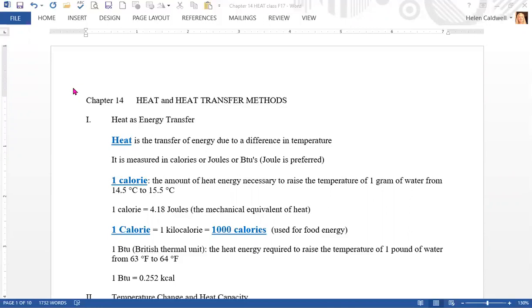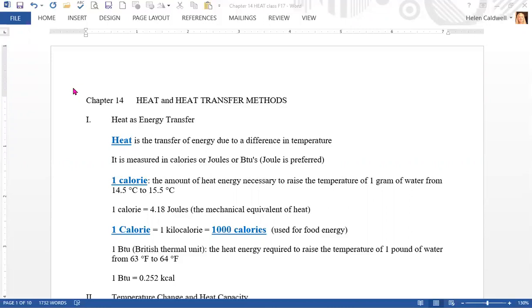So heat energy is measured in calories or joules or BTUs. BTUs are the British unit. Calories are a CGS unit, and joules will be the one we will use in class. The only reason I bring up calories now is to remind you about what calories mean on a package of crackers or a candy bar.